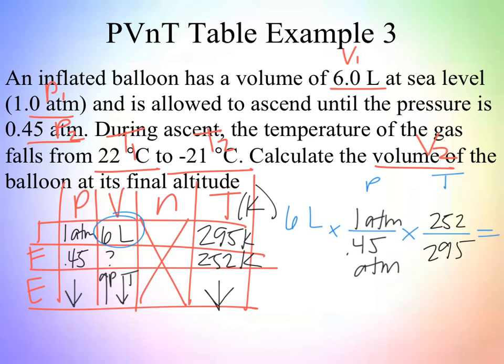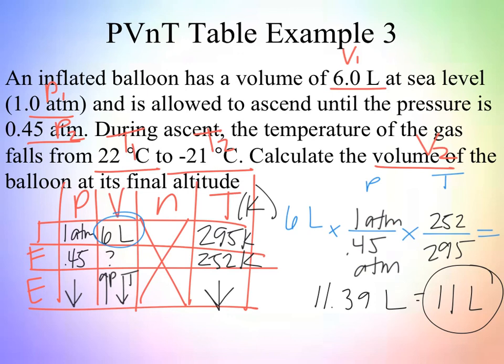So now what we've done is we've taken into account both pressure and temperature, and now we multiply this just like any dimensional analysis problem. So we take 6 times 1 atm times 252, and then we divide by what's on the bottom. And what you find is that your answer, we get 11.39 liters. And notice we still only have 2 significant figures, so 11 liters.